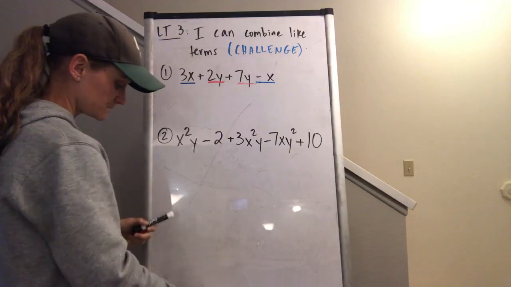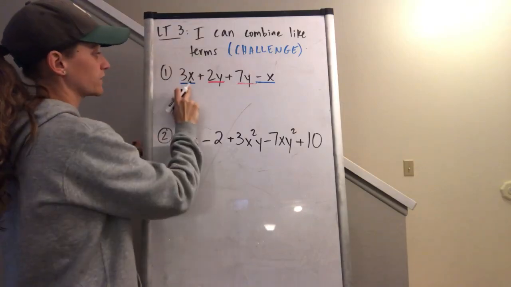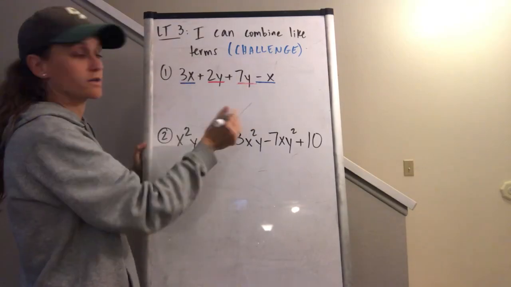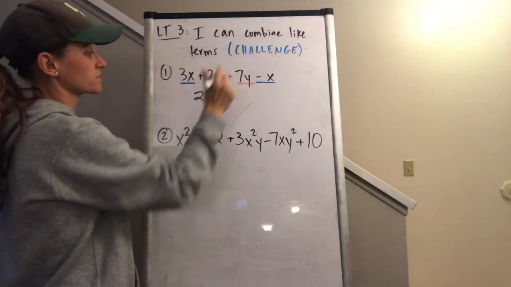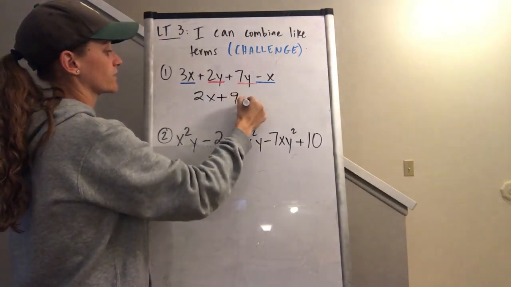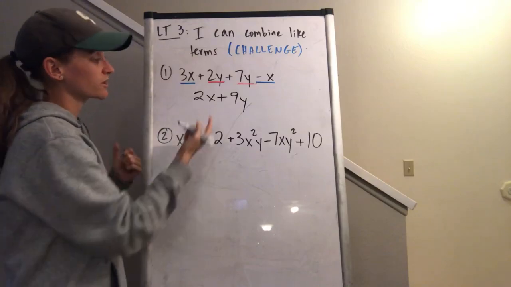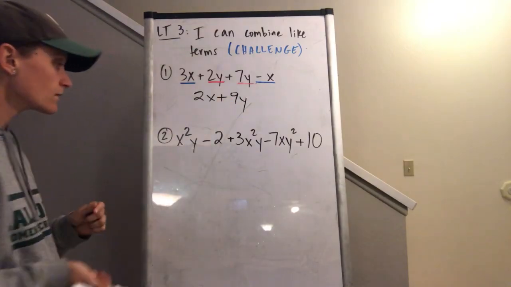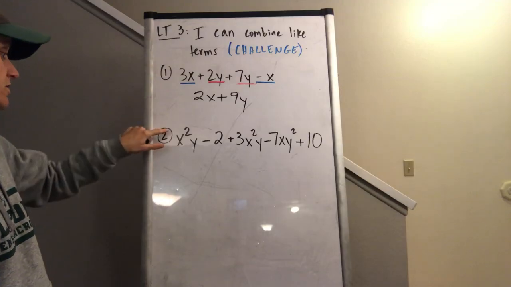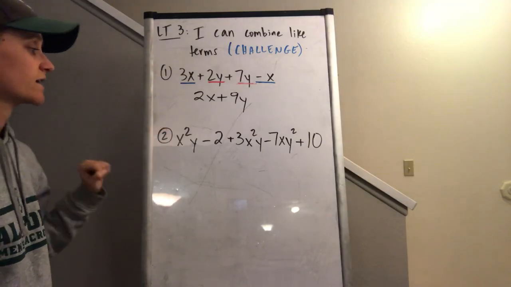All right, so here I have 3 x's and I take away 1, so I only have 2 x's left. And then here I have 2y plus 7y, and that means I have 9 y's total. And usually I try to put them in alphabetical order because that's what they're going to make you do in high school.